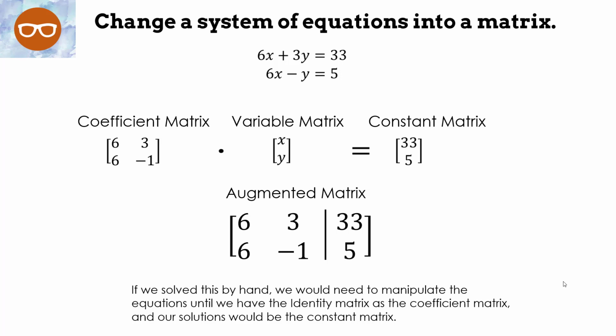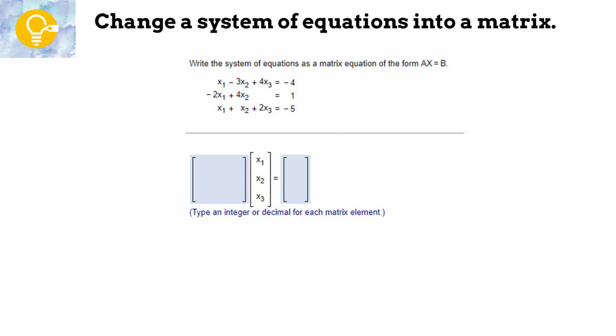But we're not going to do that. We're going to do a little algebra. But first, I want you to write the system of equations as a matrix equation of the form AX equals B. I want you to find the coefficient matrix and the constant matrix. I'll give you a moment.